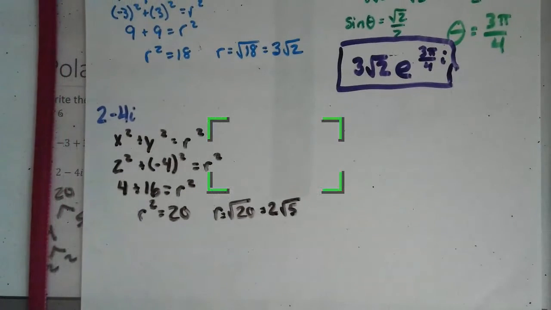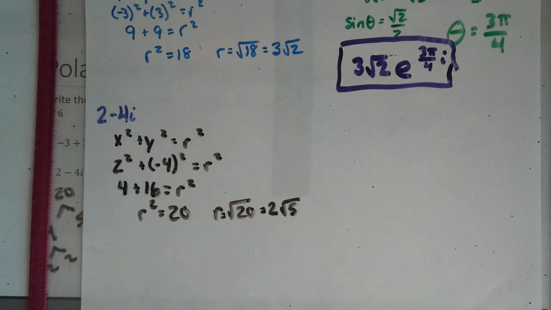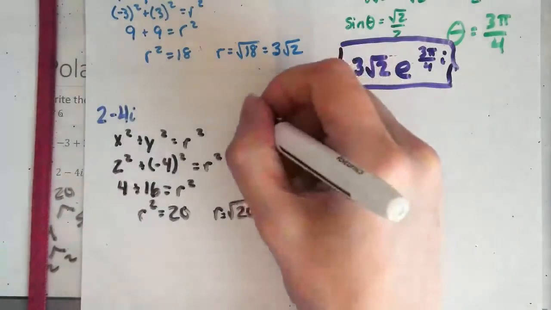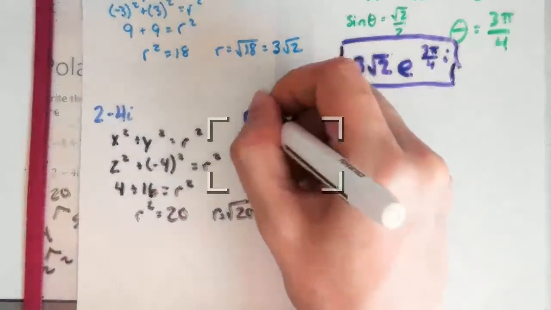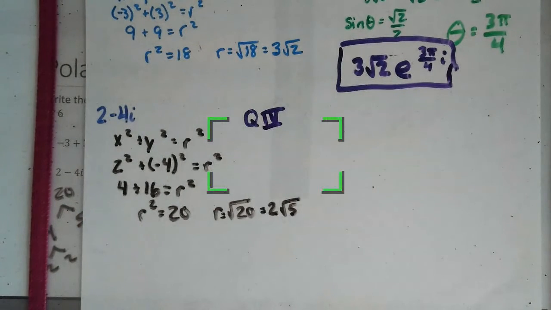Now I need to find my theta. First I'm going to think about what quadrant it is in. I have a positive x value and a negative y value. That puts me in quadrant 4. So I need to make sure whatever answer I get, it goes into quadrant 4.